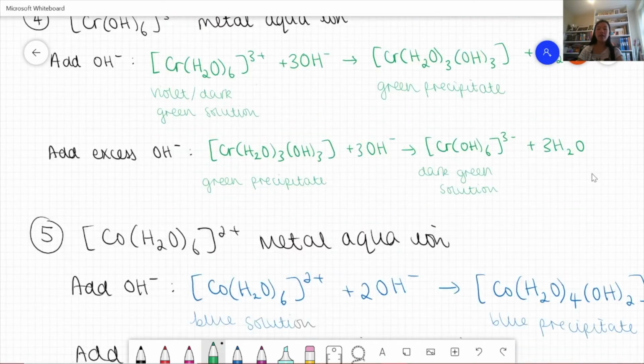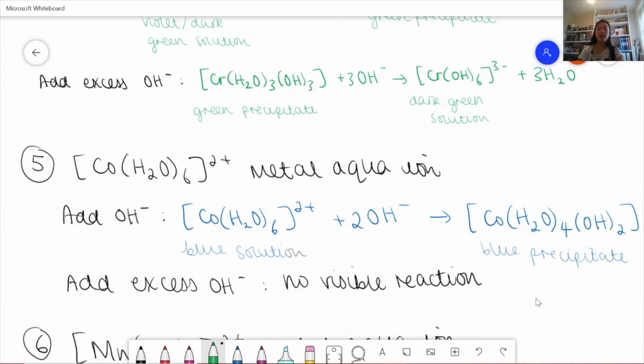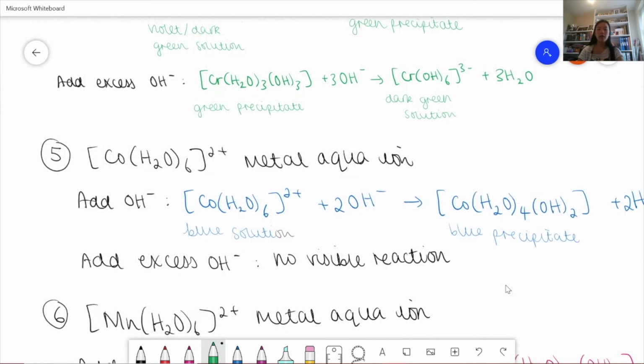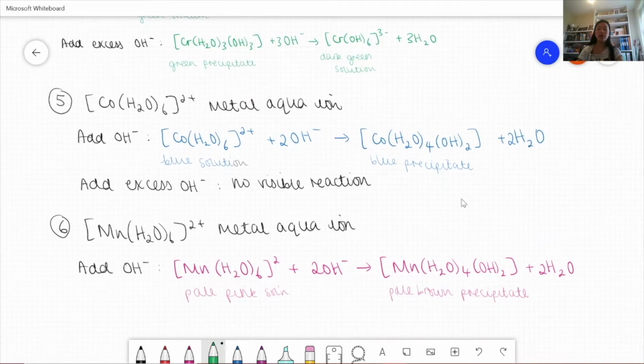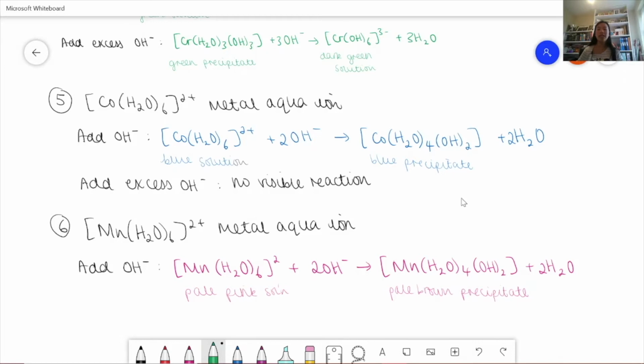And then the fifth metal aqua ion that we have is cobalt. So when we add sodium hydroxide to cobalt, what happens is that, like the other 2+ ions, Fe2+ and copper 2+, we react it with 2 hydroxides, and this forms a precipitate. So this time we're forming a blue precipitate from a blue solution. And again, when we add excess sodium hydroxide, there's no visible reaction.